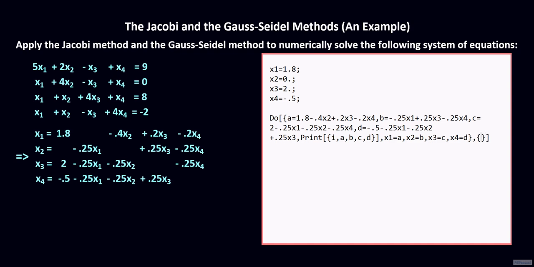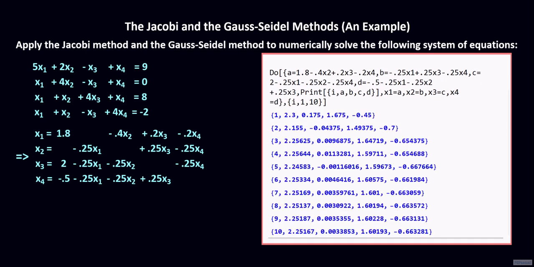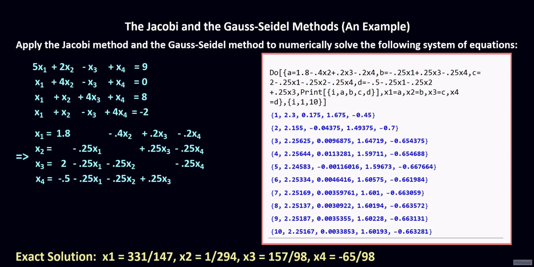For the sake of example, we'll have the variable counter I go from 1 to 10. We execute all the lines of code. For comparison, the exact solution is given by this set of values. This is the exact solution up to 6 significant digits.